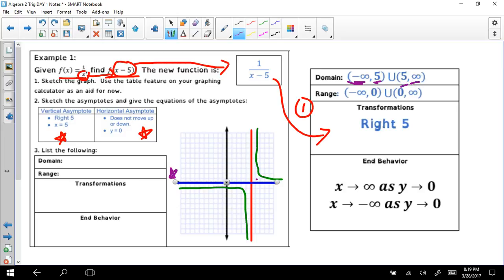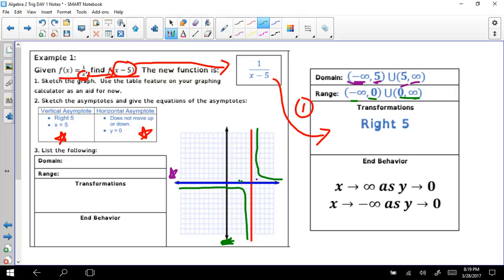With the range, what we're going to do is look at that from the bottom down here. So we start at negative infinity. This time I'm going to stop at the horizontal asymptote, which is at 0. So you get negative infinity to 0. And then we're going to restart at 0 to infinity. You join those with the union sign.